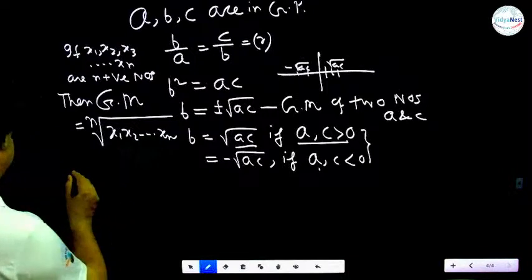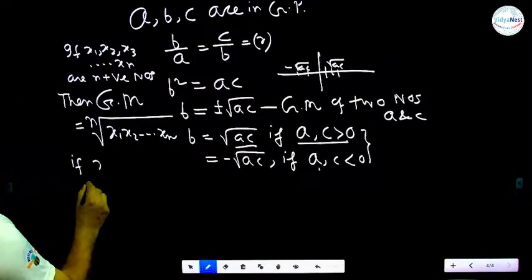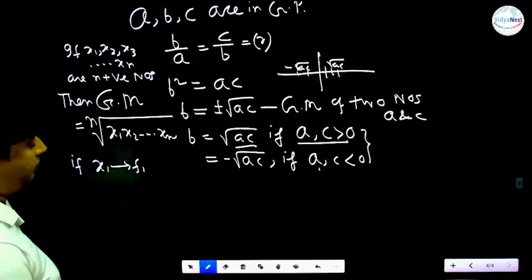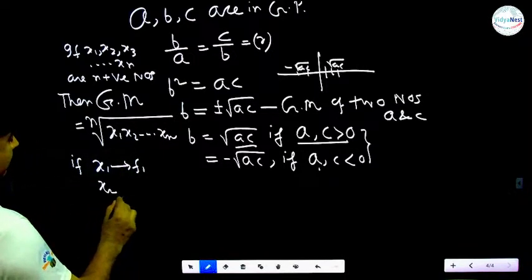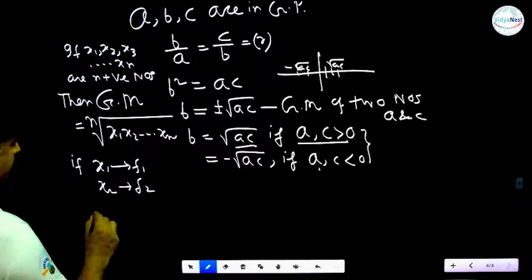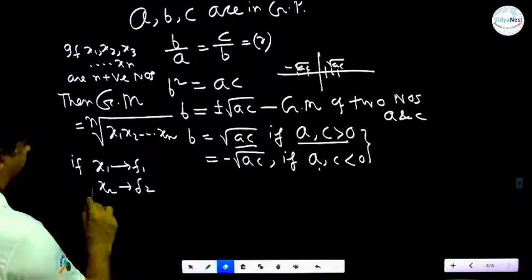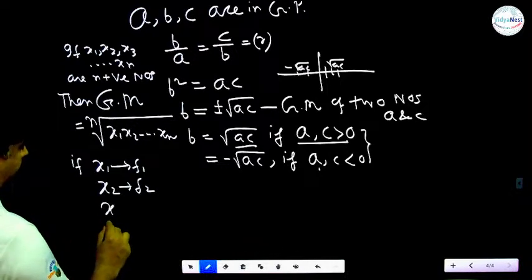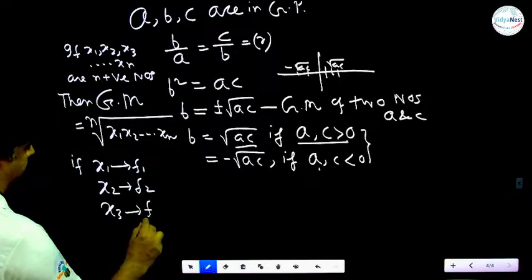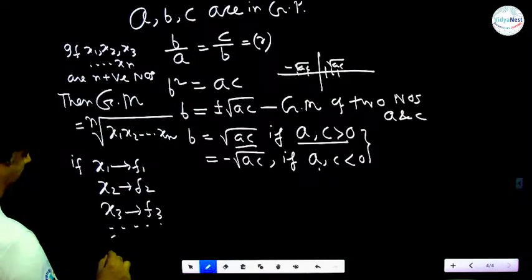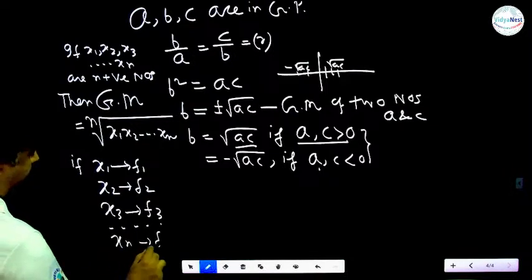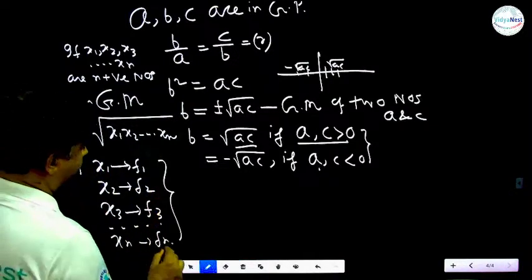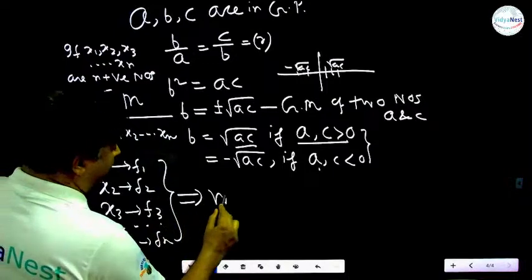See, if x1 recurs f1 times, this is its weight, x2 recurs f2 times, up to xn recurs fn times, then what will be the geometric mean? Then the weighted geometric mean.